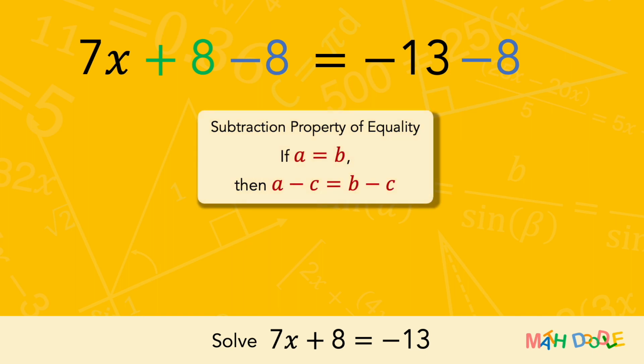Here, it is important to treat both sides of the equation equally. So, when we subtract a number from one side of the equation, we must subtract the same number from the other side of the equation.